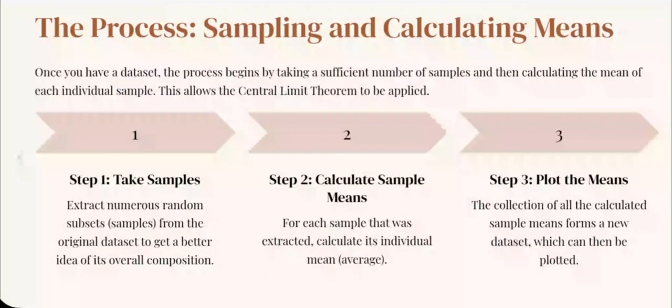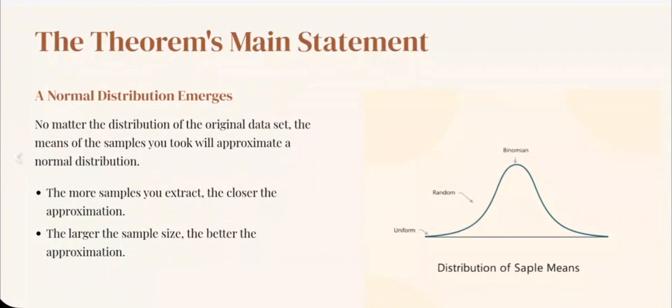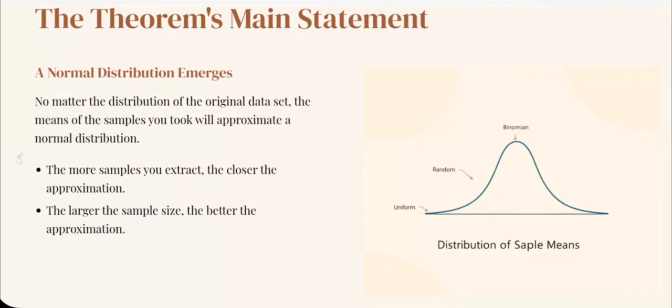Okay, once you have taken a sufficient number of samples and then calculated the mean of each sample, we'll be able to apply the central limit theorem. No matter the distribution of the entire data set, binomial, uniform, or another one, the means of the samples you took from the entire data set will approximate a normal distribution. The more samples you extract and the bigger they are, the closer to a normal distribution the sample means will be. Moreover, their distribution will have the same mean as the original data set and an n times smaller variance, where n is the size of the samples you took from the data set.